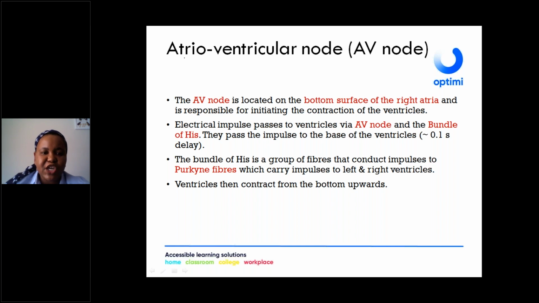And then we have the AV node. It is found on the bottom surface of the right atria. The SA node is found on the upper part of the right atria, and the AV node is found on the bottom part. The electrical impulse passes to the ventricles via the AV node and the bundle of His. They pass the impulse to the base of the ventricles. The bundle of His is a group of fibers that conduct impulses to the Purkinje fibers, which carry impulses to the left and right ventricles. The ventricles will then contract, and blood will flow into the arteries, where it will be taken away from the heart into the lungs.